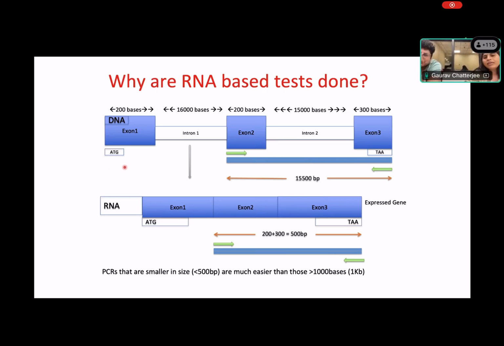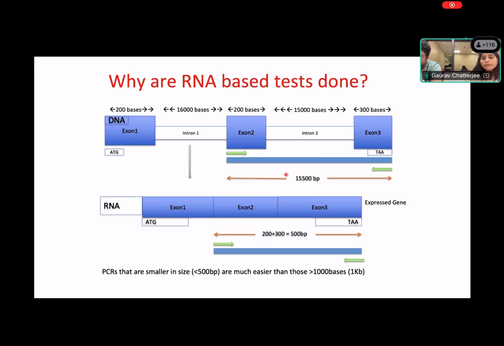So basically, we were discussing that we will have coding and non-coding regions. In this example here, we have 3 exons and 2 introns, right? This blue area is our exon and these pale areas are our introns. Exon 1 is 200 base pair and intron 1 is 16,000 base pair. Again, exon 2 is 200 base pair, intron 2 is 15,000 base pair, and exon 3 is 300 base pair.